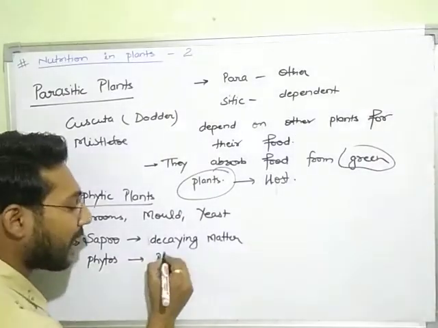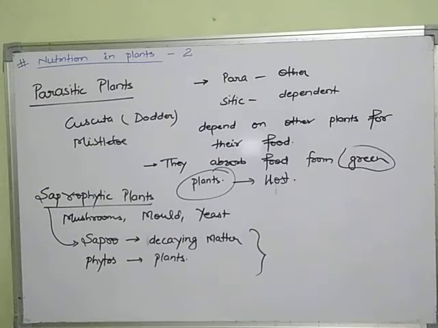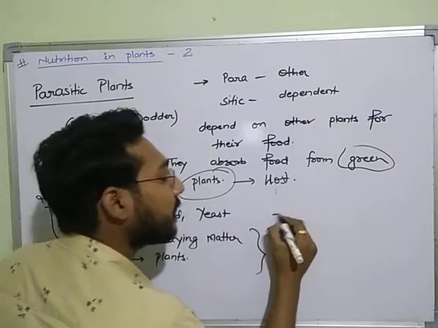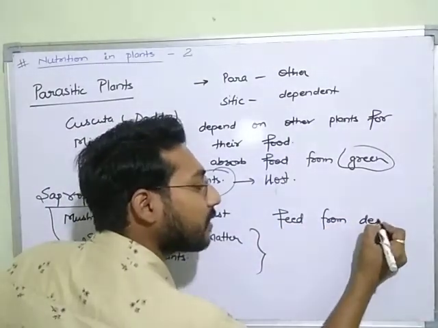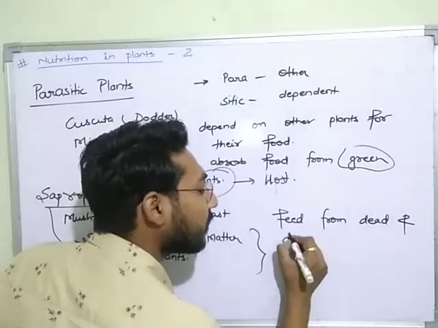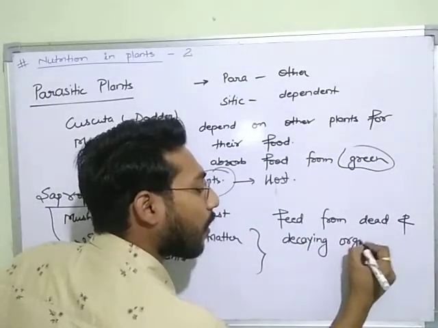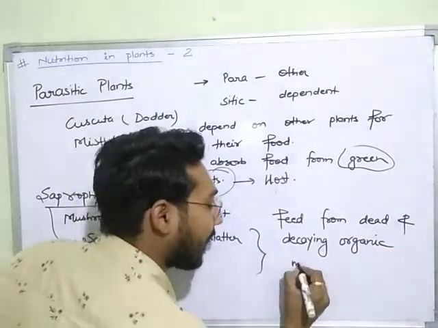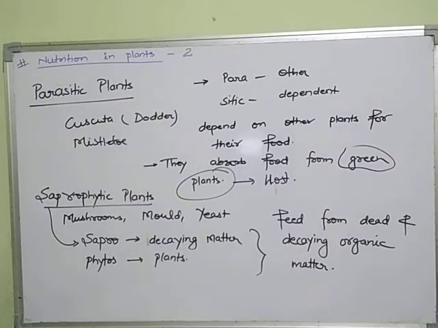Phytos means plants. So what is the summary of saprophytic plants? Saprophytic plants generally feed on dead and decaying organic matter. Okay, so these types of plants are called saprophytic plants.